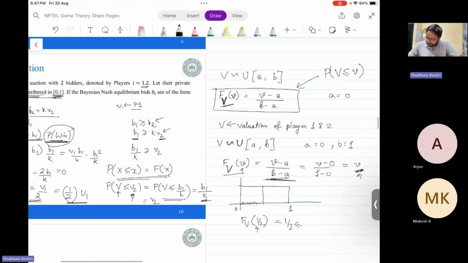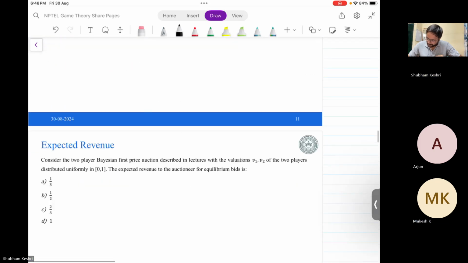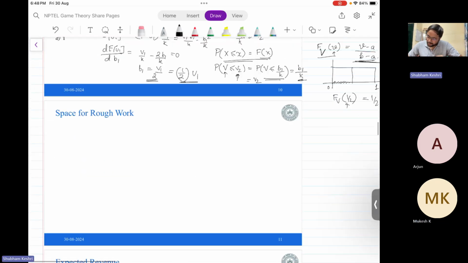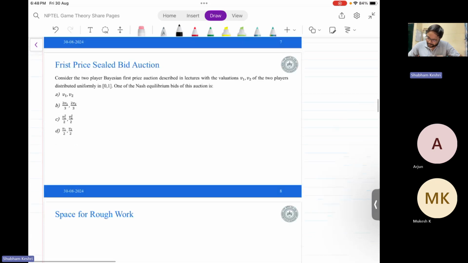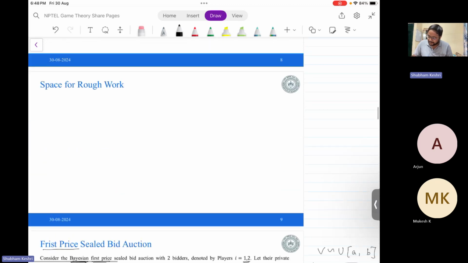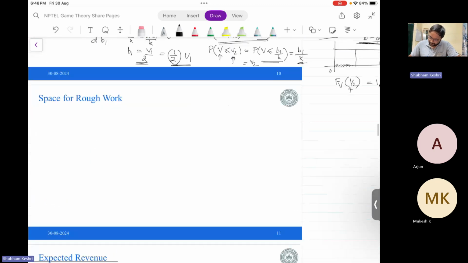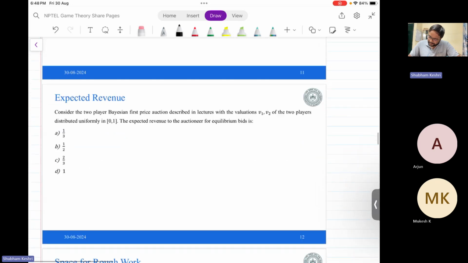So yeah, this is it for this problem. Anything else? No, thanks. Okay. So these two problems were similar, this problem and this problem. So this problem's answer is D, V1 by 2 and V2 by 2. As we have seen, both are the same problem. The formulation or the English is a little different, but the problem is the same.